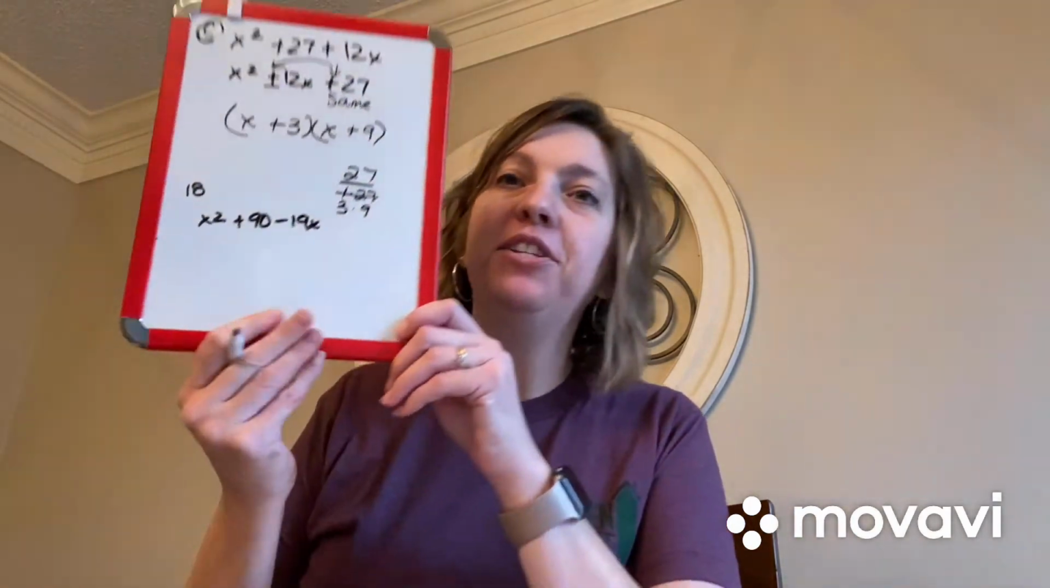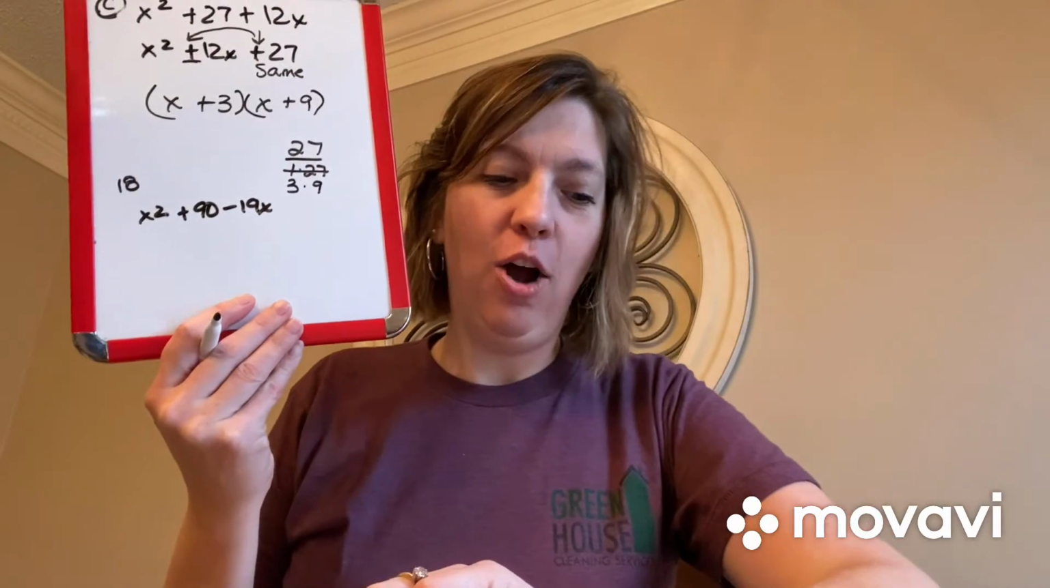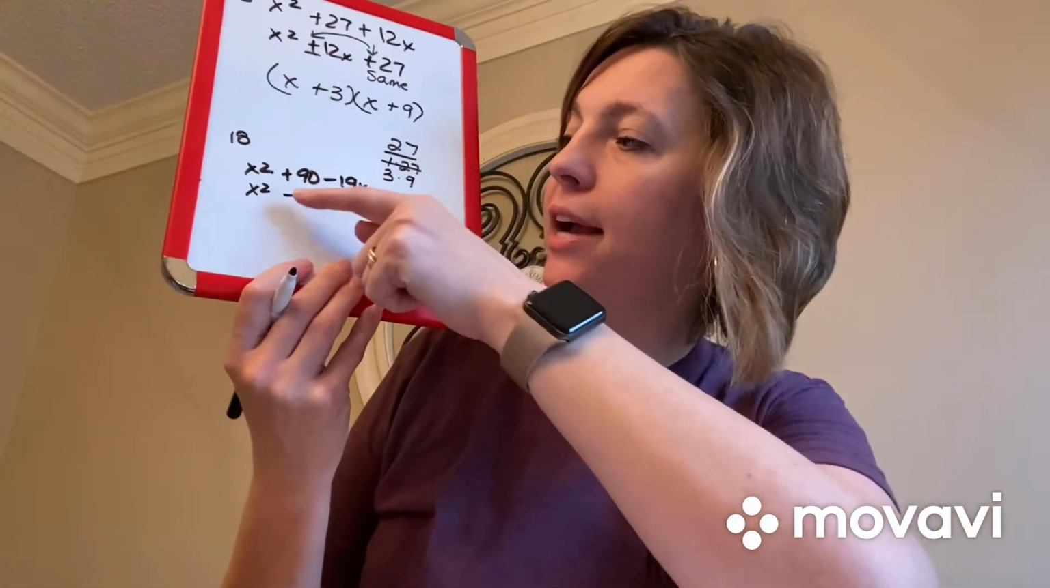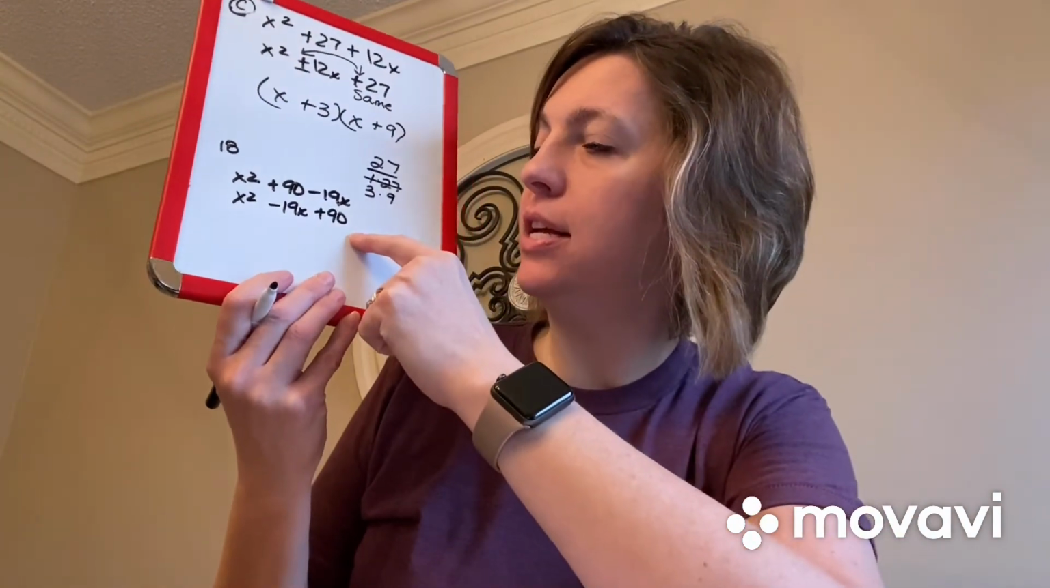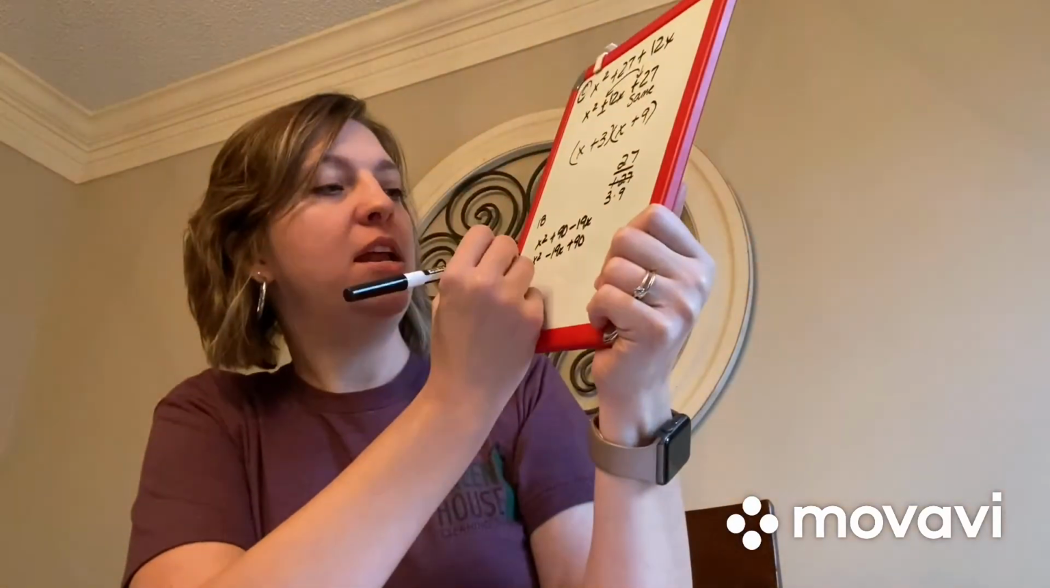Move with me to question number 18. Question number 18 says x squared plus 90 minus 19x. All right. Did you catch it? Did you catch it? It's out of order. So I hope you're watching that there. So x squared minus 19x plus 90. All right, now it's in the proper order. X squared, to the first, and constant. It's in the proper order. My leading coefficient's positive.